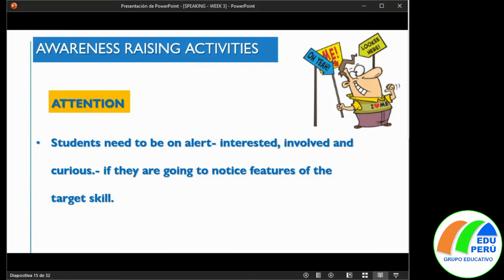Do you want them to notice something about the language? The most important thing is that they have to be interested in that. They are on alert. Oh, there's something new I didn't know. So they are on alert, they are interested, they are involved, and they are curious. If they have these feelings, they are going to notice the language easily. All right? So the first is the attention.